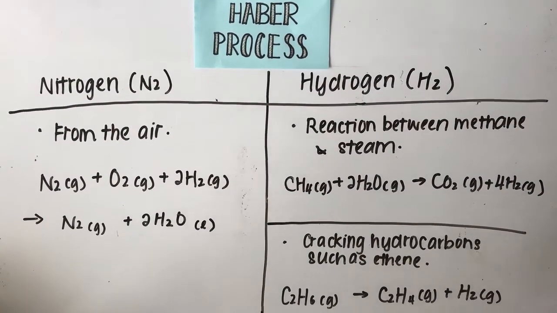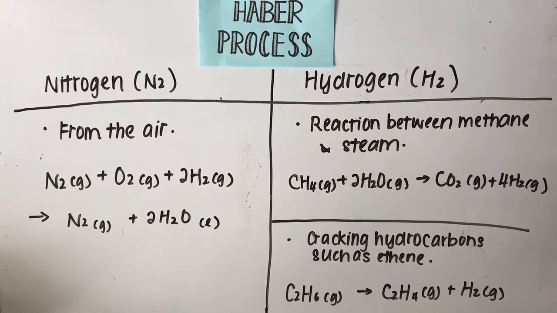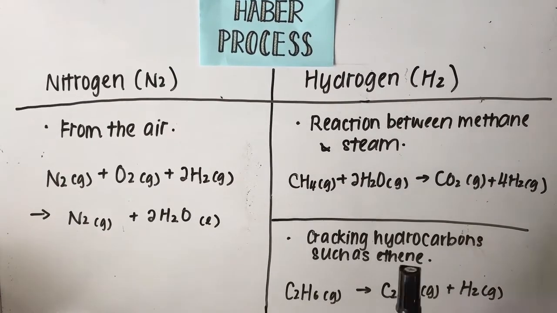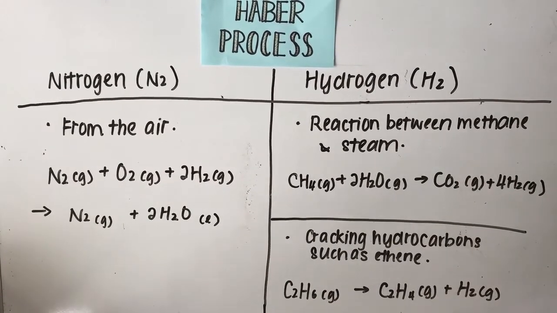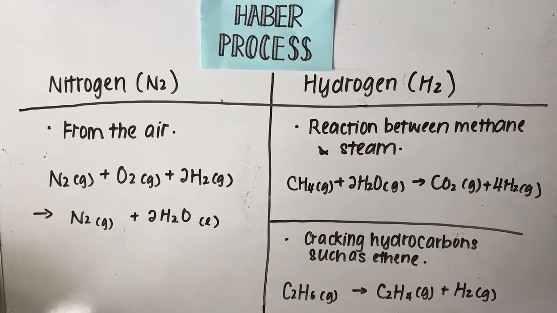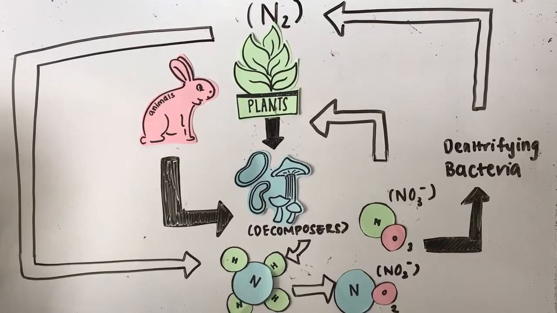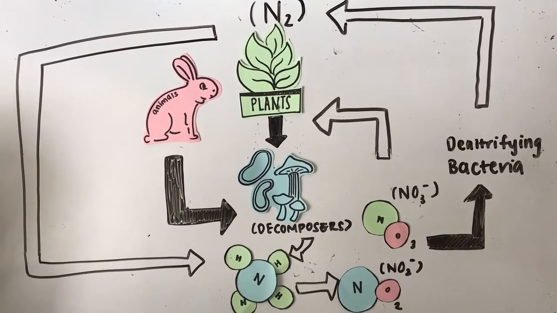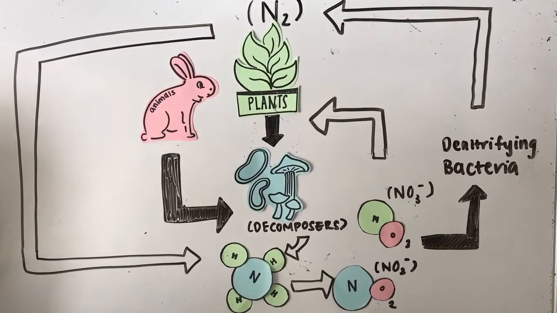This is a summary of the raw materials needed for the Haber process, as well as the reactions needed. So this is for nitrogen and this is for hydrogen. Both hydrogen reactions require catalysts. So please pause the video if you want to read more on the information. This is the nitrogen cycle, which describes the movement of nitrogen through the environment. However, this is not included in our syllabus and it's just for your knowledge.